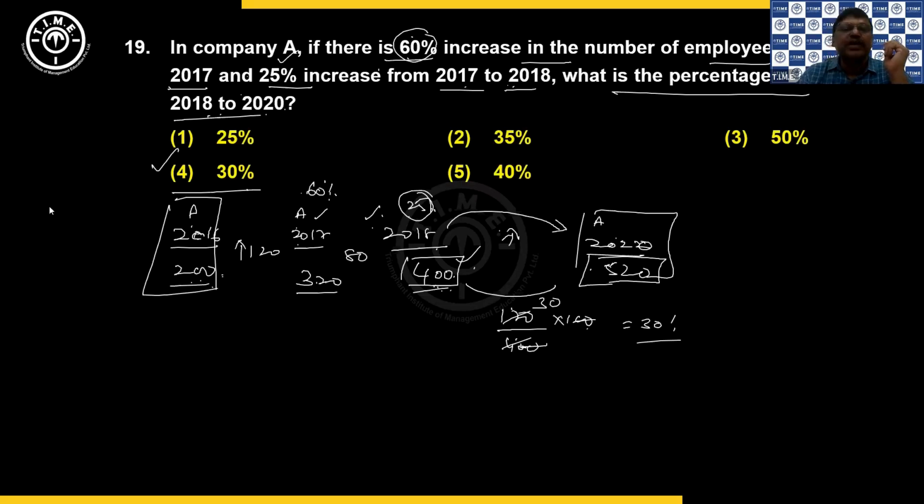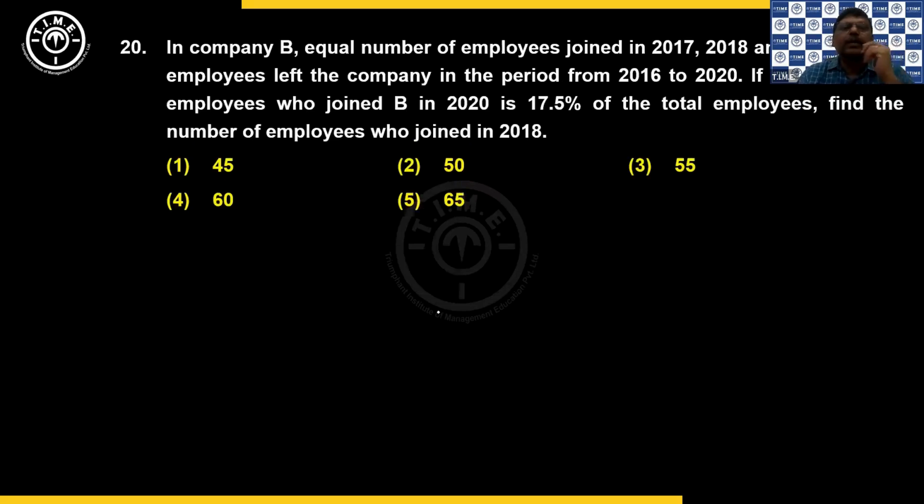Right. So friends, let's take up the next. Question number 20. In company B, an equal number of employees joined in 2017, 2018 and 19, and 25 employees left in the period from 2016 to 20. So now, friends, if the number of employees who joined B in 2020 is 17.5% of the total employees, find the number of employees who joined B in 2018. We'll do that, please. Students, B in 2016, you know, and B in 2020 also, you know.